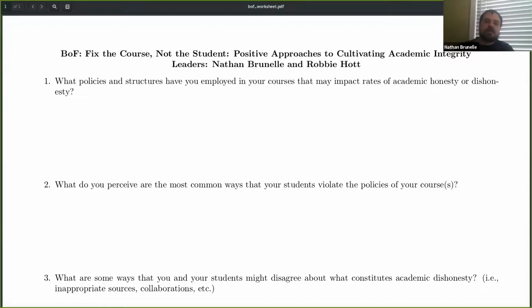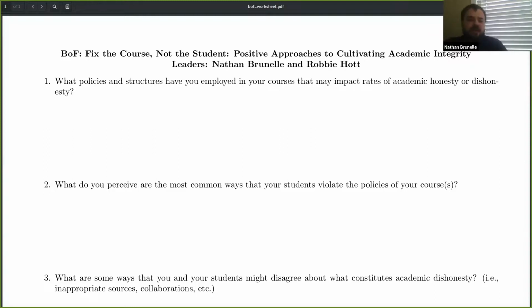So maybe it was the way that you designed your assignments, whether or not you allowed collaboration on those assignments, whether or not your exams were take-home or proctored, or something like that. So just what is it about how you've set up your course that might have some sort of influence, either positive or negative, about the rate at which students engage in dishonesty.